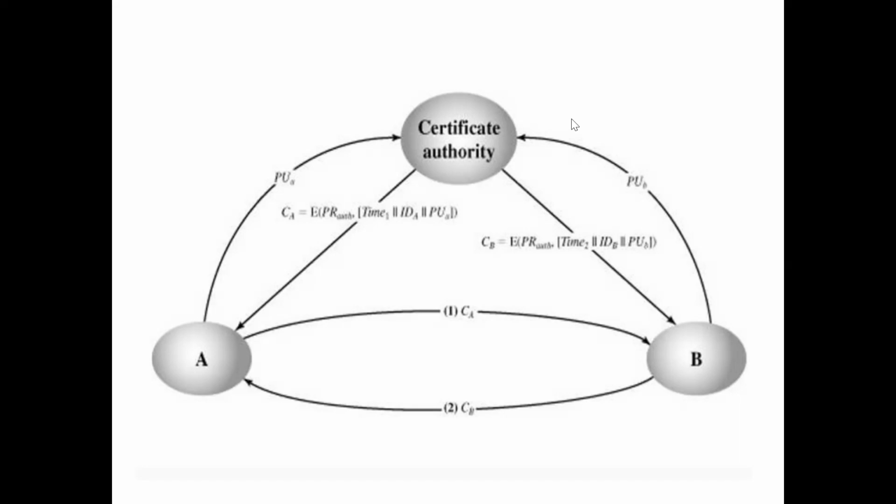What is the first way? One is public announcement. The second is a publicly available directory.